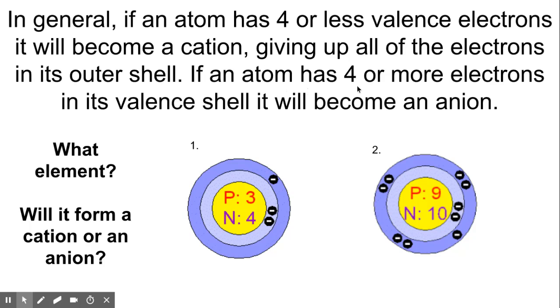If an atom has 4 or more electrons in its valence shell, it's going to take in electrons and become an anion. So let's take a look at this atom.